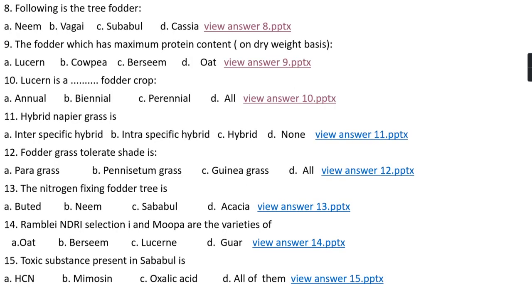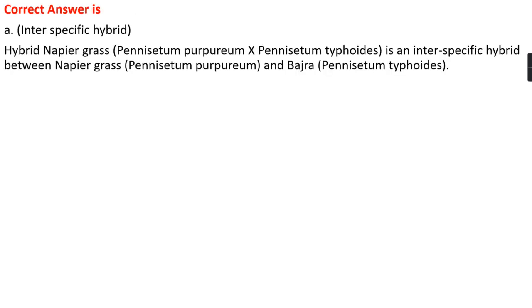Question number 11: Hybrid Napier grass is option A interspecific hybrid, option B intraspecific hybrid, option C hybrid, or option D none. The right answer is option A, interspecific hybrid. Hybrid Napier grass is an interspecific hybrid. It is a hybrid of Pennisetum purpureum crossed with Pennisetum typhoides, an interspecific hybrid between Napier grass, Pennisetum purpureum, and Bajra, Pennisetum typhoides.